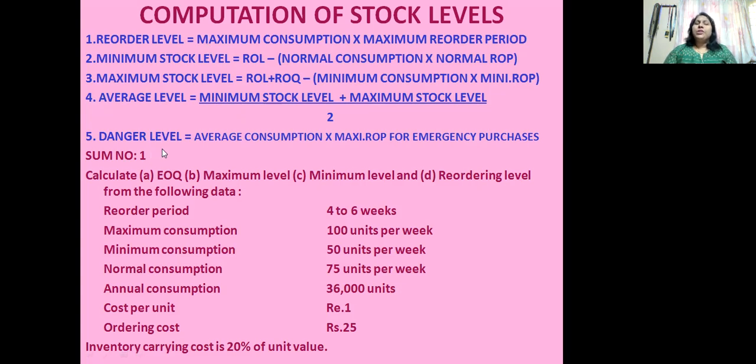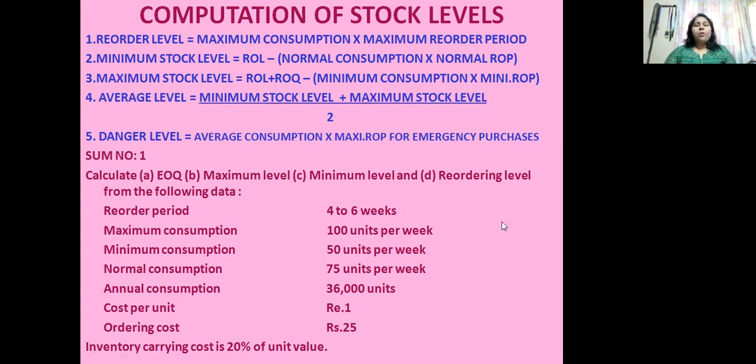Then the final thing is danger level. Listen very clearly, on what occasion only can I calculate danger level: when a problem gives the maximum reorder period, ROP, the abbreviation I have written here, that is the maximum reorder period for emergency purchase. If this information is given in the problem, then only can I calculate danger level. Without this information, I will not be able to calculate the danger level. Okay, average consumption into maximum reorder period for emergency purchase. So if this information is given, then only I can calculate danger level.